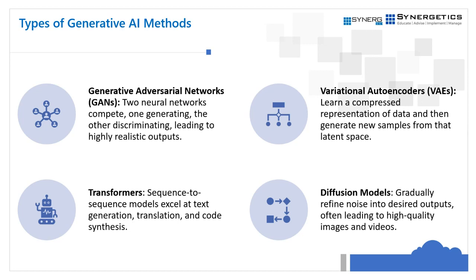Transformer models are mainly used in NLP models like GPT, where they are used for processing text inputs, and they are mainly used in text translations, text generations, and code generations.